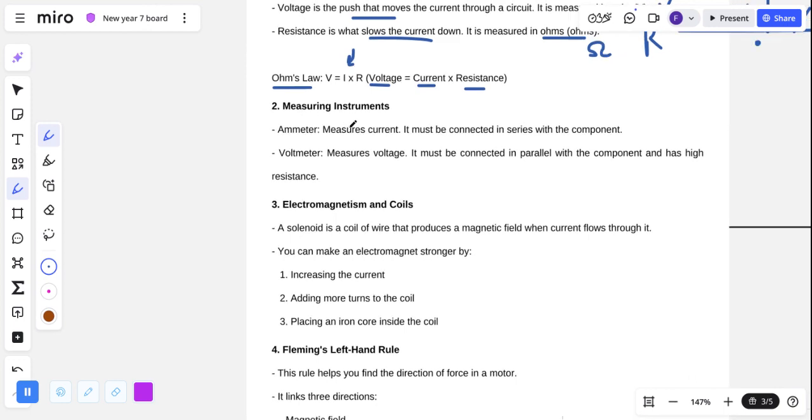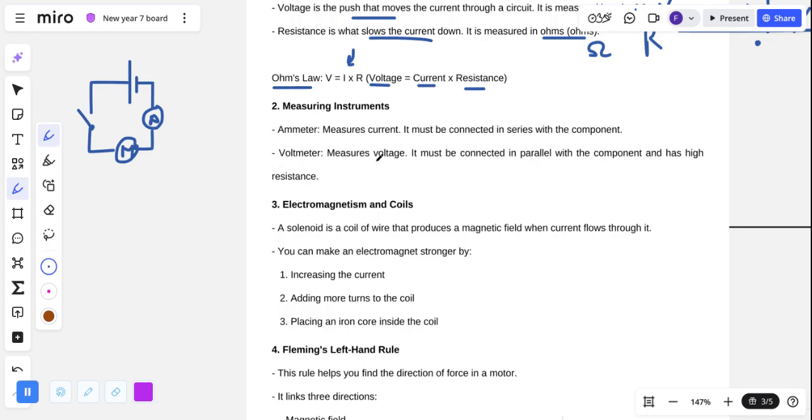Now, you can measure these in a circuit. An ammeter measures current. It must be connected in series, and I'm going to show you that in a diagram. We haven't really done these diagrams yet, but an ammeter would sit in series, which means it would sit inside the circuit. I'm going to put an electric motor there and a switch there. Next session, we'll be looking at drawing these. So an ammeter must be in series, which means one after another component.